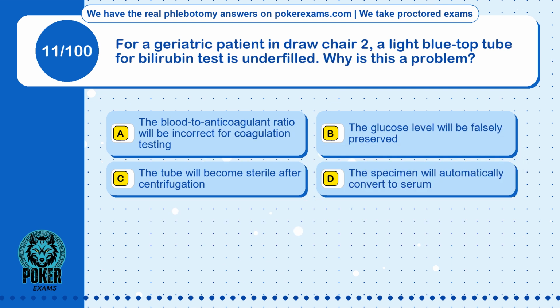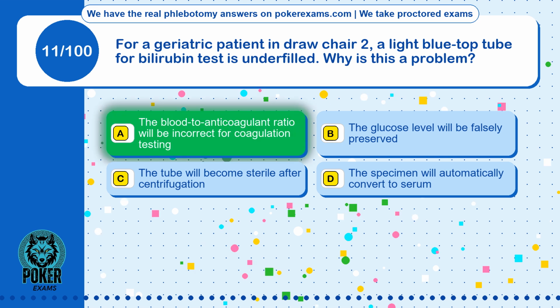Question 11. For a geriatric patient in draw chair 2, a light blue top tube for bilirubin test is underfilled. Why is this a problem? Option A. The blood to anticoagulant ratio will be incorrect for coagulation testing. Option B. The glucose level will be falsely preserved. Option C. The tube will become sterile after centrifugation. Option D. The specimen will automatically convert to serum.